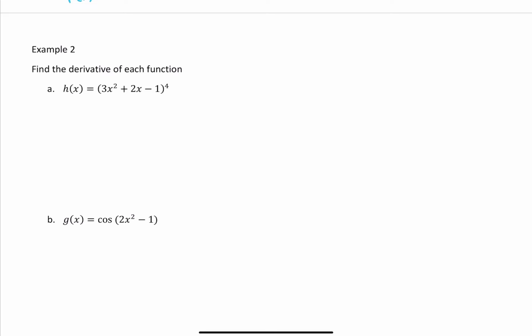So for part A, we have h of x is 3x squared plus 2x minus 1, to the 4th. So for our derivative, h prime is going to be, so the derivative of anything to the 4th power is 4 times that thing to the 3rd power. We're not going to change the inside, but now we're also going to multiply by the derivative of the inside. So that's going to be 6x plus 2. Remember, the derivative of constants is 0.